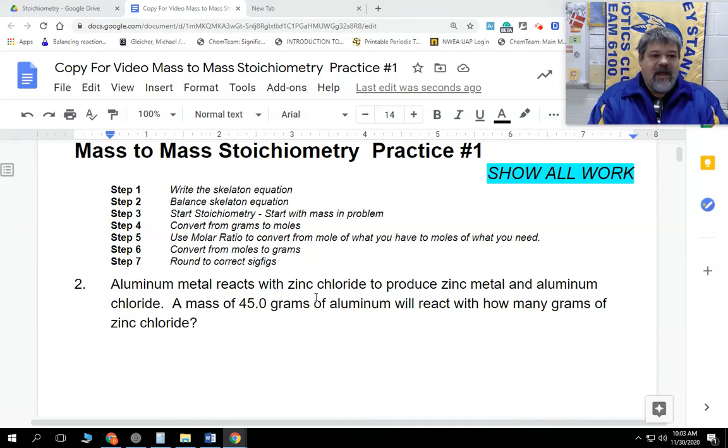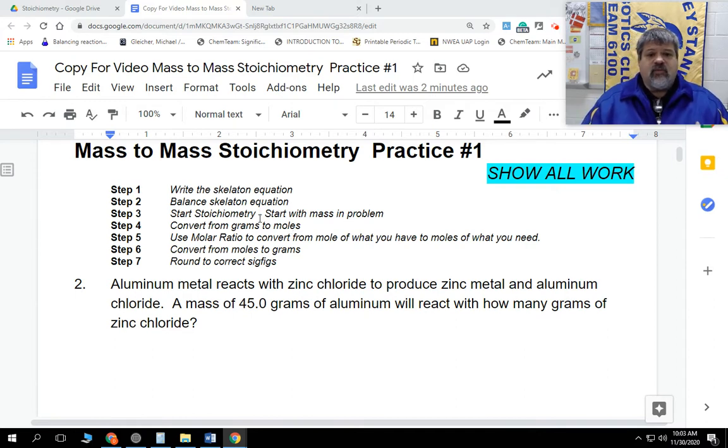Hey guys, we're at another stoichiometry practice sheet, number 1. This time we're going to be doing problem number 2. So it's mass to mass. We're not doing anything too different than we did on the previous problem. We have our 7 different steps that we're going to abide by.